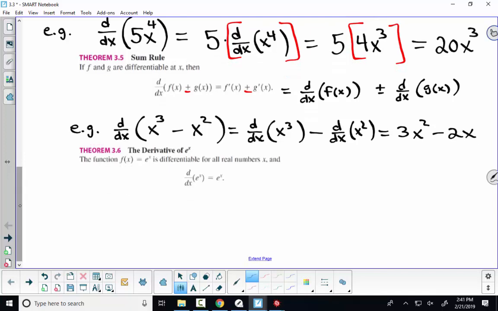Finally, the derivative of e to the x. The derivative of e to the x is e to the x. So it's the only function whose derivative is actually itself.